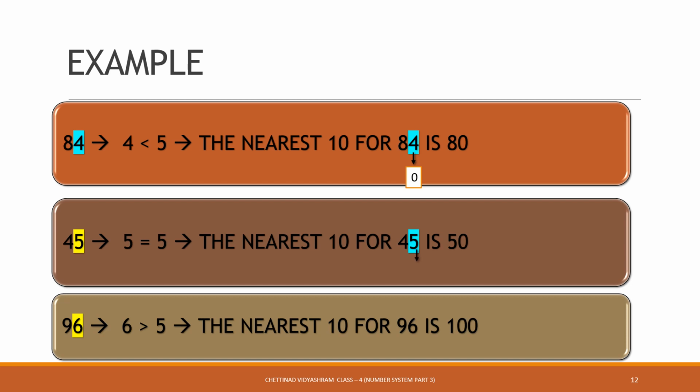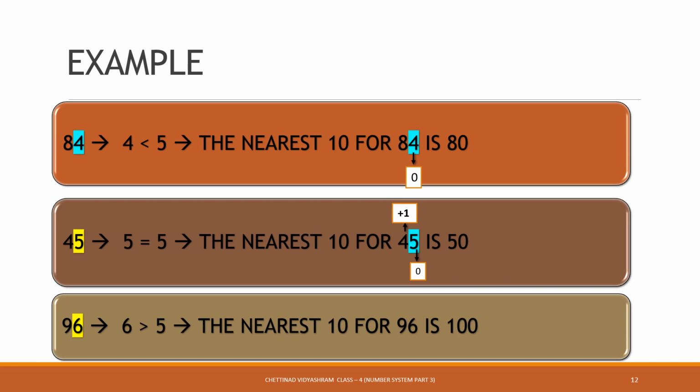Now consider the next number, 45. What is the number in the ones place here? 5. 5 is equal to 5. If it is equal to or greater than 5, again the ones place will become 0 and 1 will be added to the tens place. So 4 plus 1 is 5, 0, gives 50. The nearest 10 for 45 is 50.